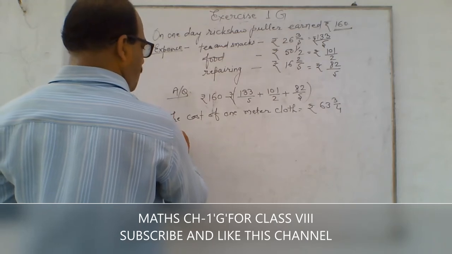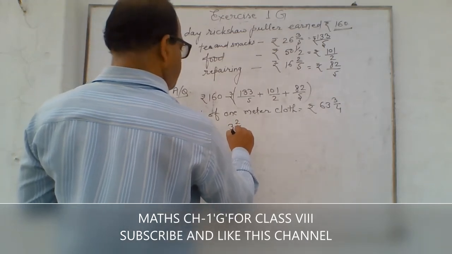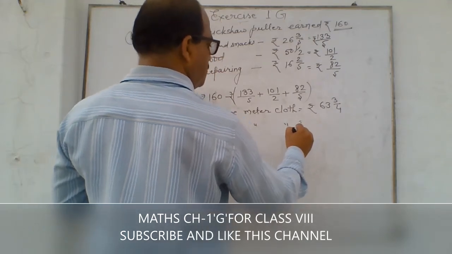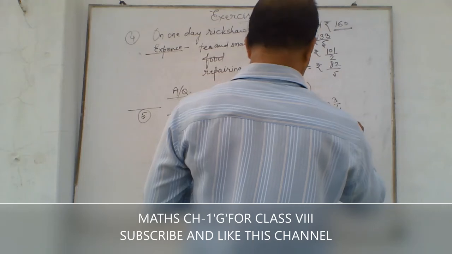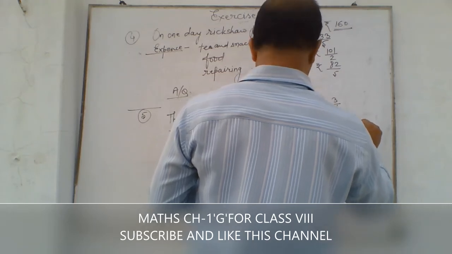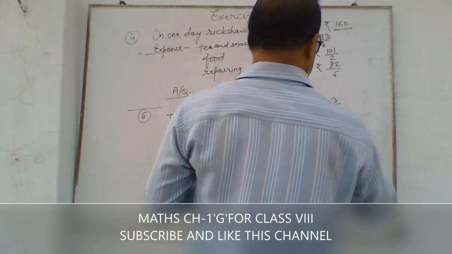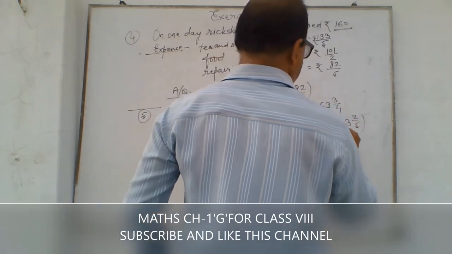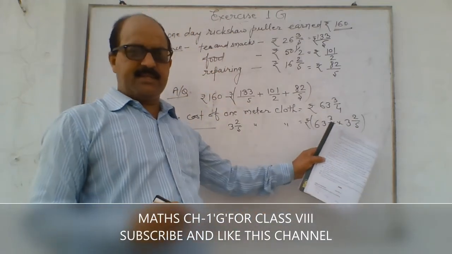So the cost of 3 whole 2 by 5 meter of cloth is equal to 63 whole 3 by 4 into 3 whole 2 by 5 meter. Your answer will come in rupees. The unit value of this answer is rupees.